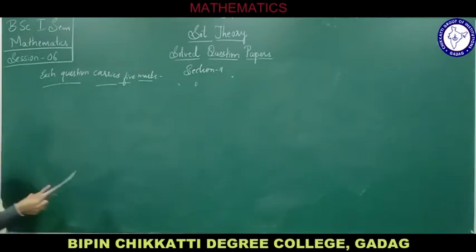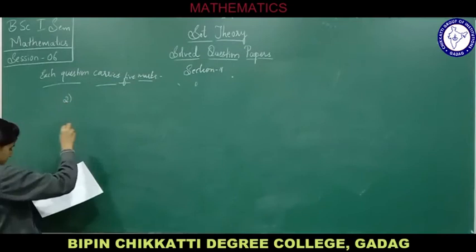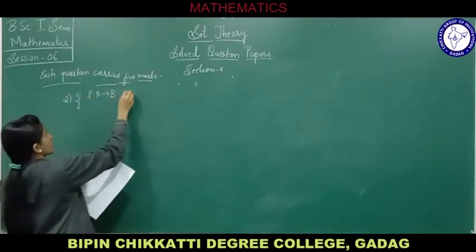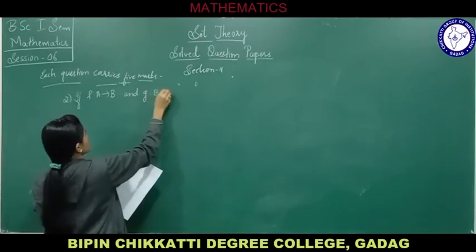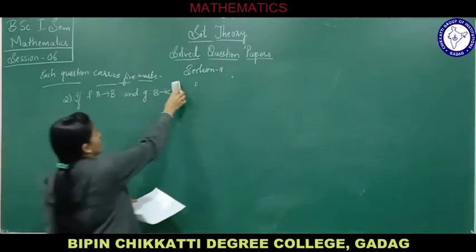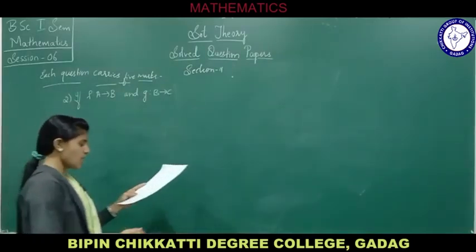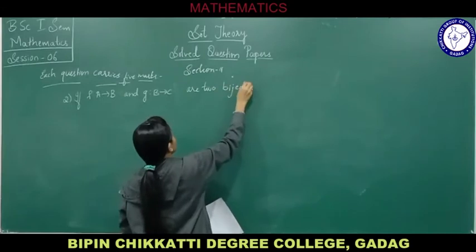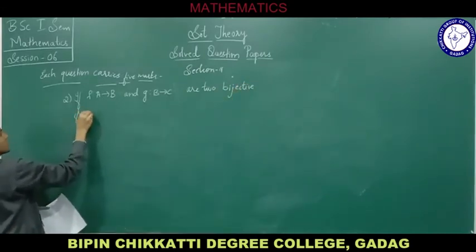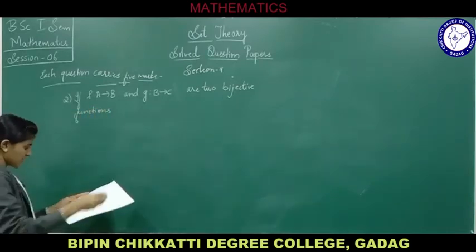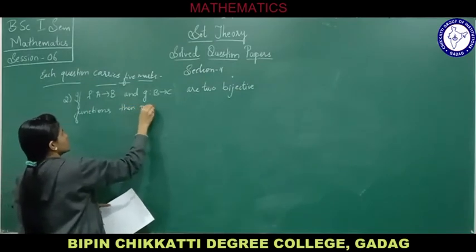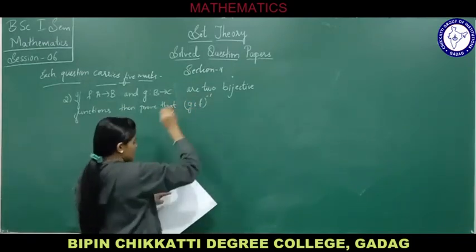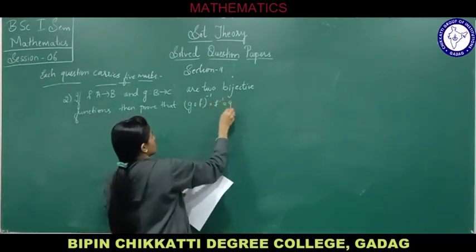Okay. What is the next question given? It is given that if f is a function from A to B and g is a function from B to C are two bijective functions, then prove that the inverse of the composition, (g∘f) inverse, is equal to f inverse ∘ g inverse.